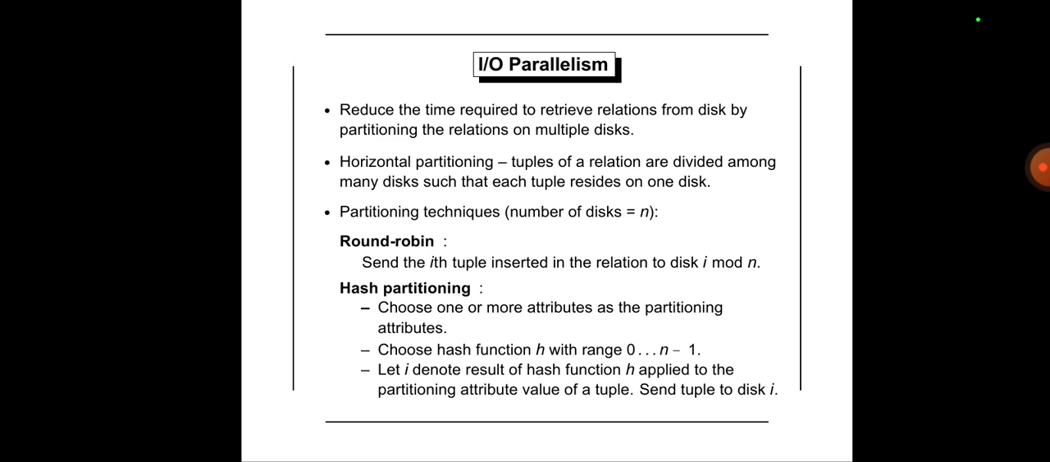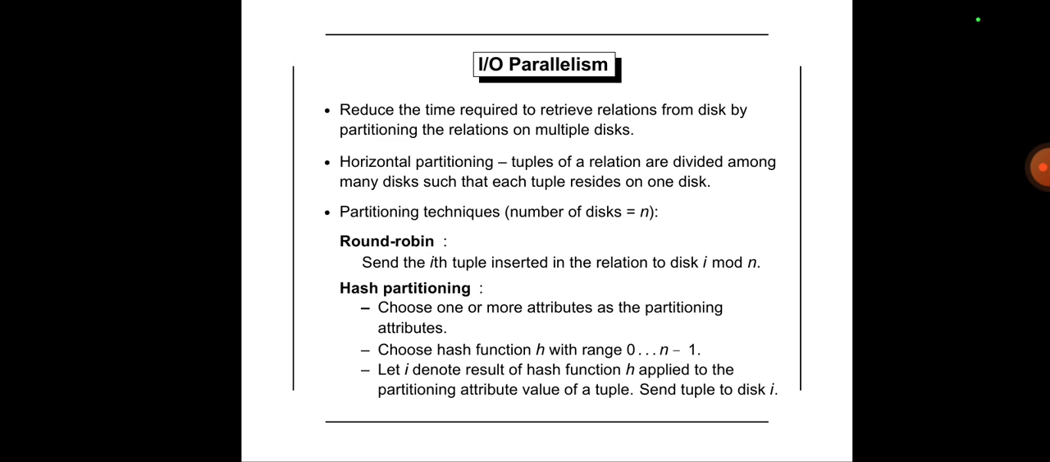Another one, hash partitioning. Hash partitioning chooses one or more attributes as the partitioning attributes, and then chooses a hash function h with the range 0, 1, ..., n minus 1. Each tuple of the original relation is hashed on the partitioning attributes. If the hash function returns i, then the tuple is placed on disk Di.